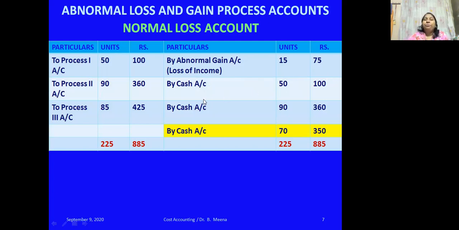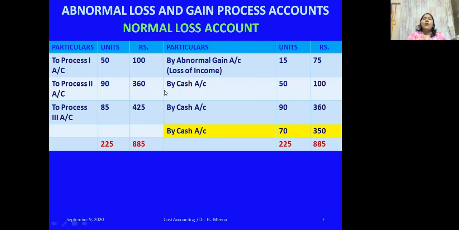Listen clearly. By cash account, I didn't change the value of that normal loss as it is there, 50 into 100, and process 2, 90 into 360. Only in process 3, we have 85 units. That abnormal gain we lost is 15 units, right? So what is the balance I'm getting? 85 minus 15, so I'll get 70 units. 425 minus 75, then I'll get the balance as 350.